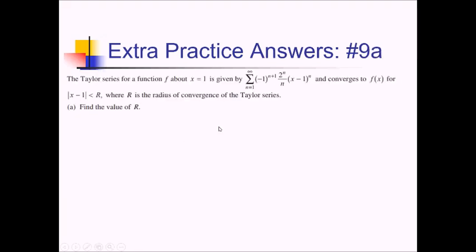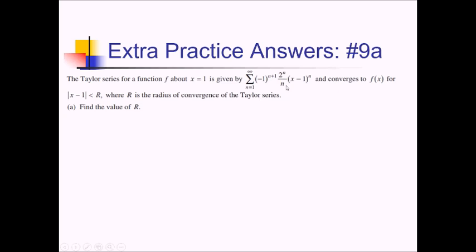For this free response problem, we have a Taylor series for f about x equals 1, given by this expression here. And we're told this converges to f of x for absolute value x minus 1 less than r, where r is the radius of convergence. Okay, so we want to find the value of r. In order to do this, we're going to have to use the ratio test on this one. It's not a geometric series, so we unfortunately can't just take a common ratio and set it less than 1. We're going to have to use the ratio test and set the result of that less than 1.